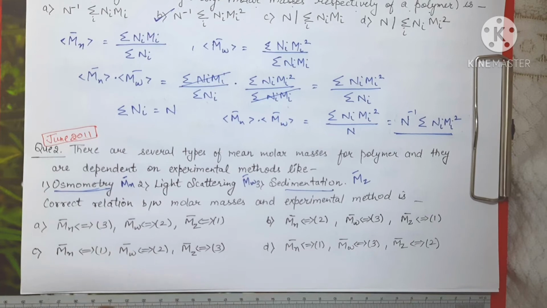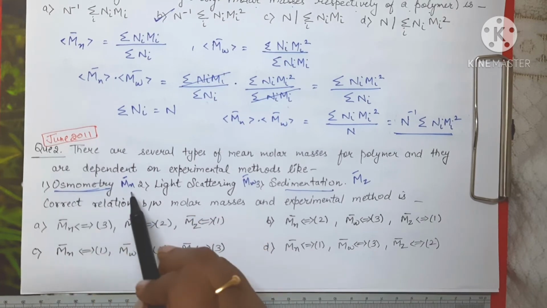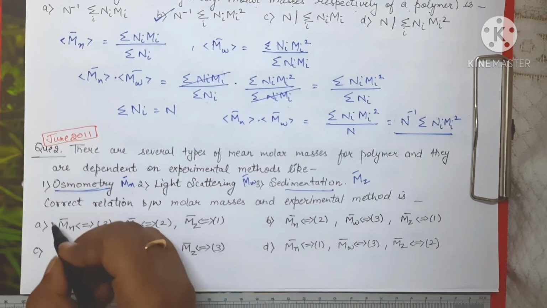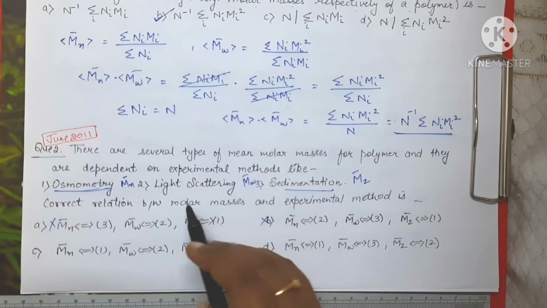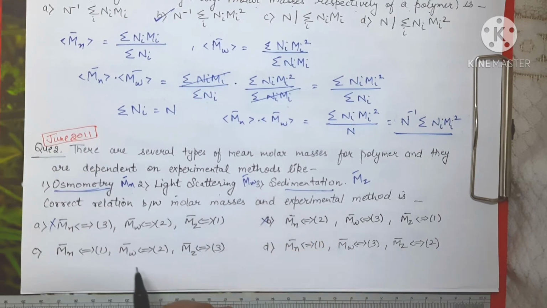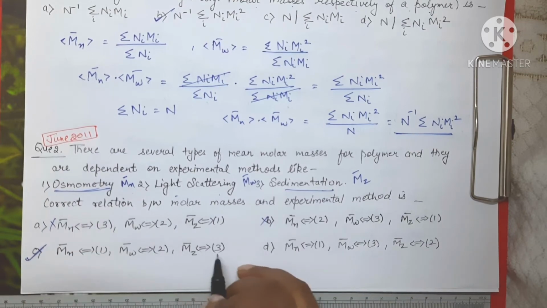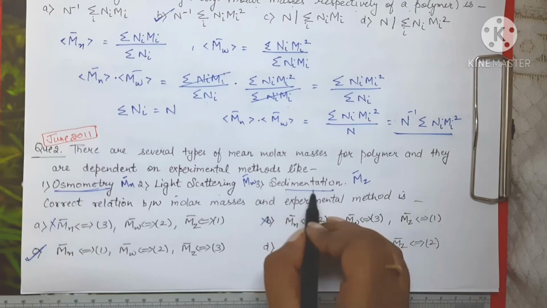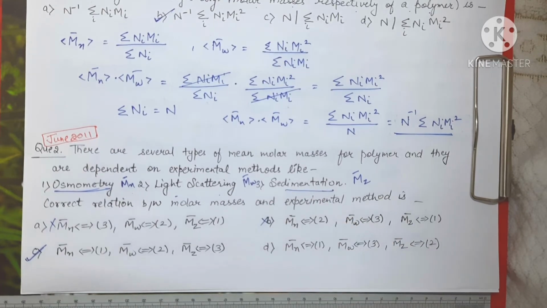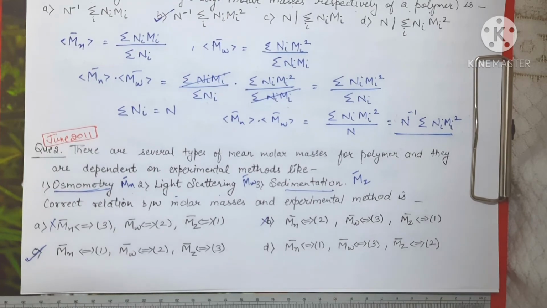So the correct option is, see, for osmometry it is Mn for 1. So these two options cancel out. Light scattering is for Mw, second is for Mw. So option C is the correct option, and Mz is for sedimentation, right? So option C is the correct option here. So with this we will now move on to the next question.